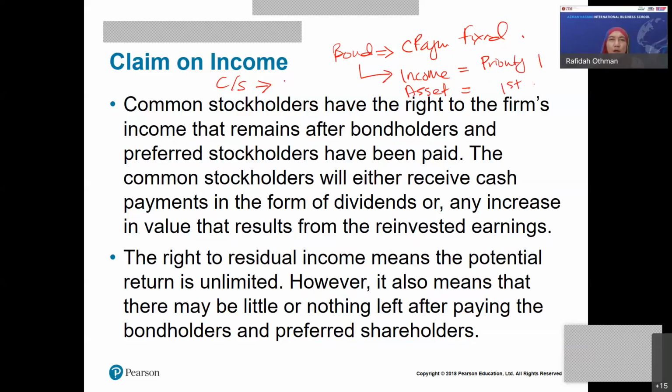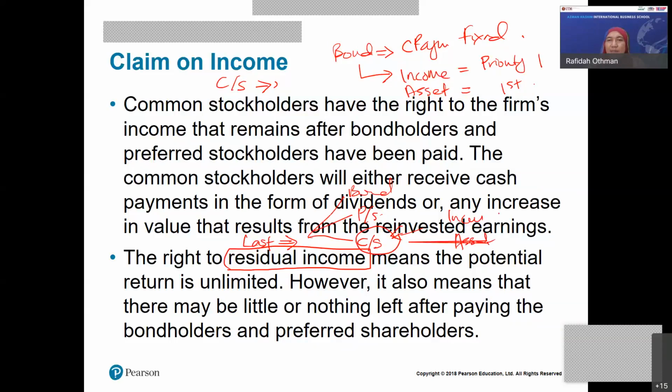All right. So common stock is a residual, meaning that it is the last one. When you have distributed to the bondholder and the preferred stockholder, then it goes to the common stockholder. So they are the final person who will receive the claim, either in income or in assets.